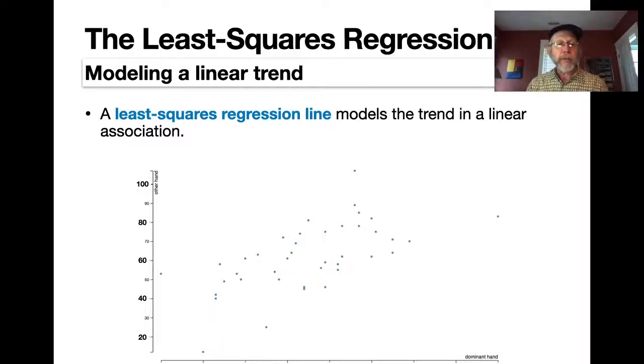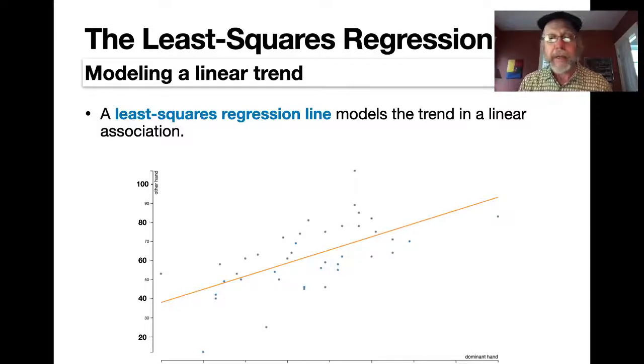So here you see the relationship between the dominant hand performance and the performance of the other hand among 40 students in a recent statistics class of mine. We've seen this data before. And the least squares trend line is going to model the positive linear association that we see in the data. Here's a graph of that least squares trend line.